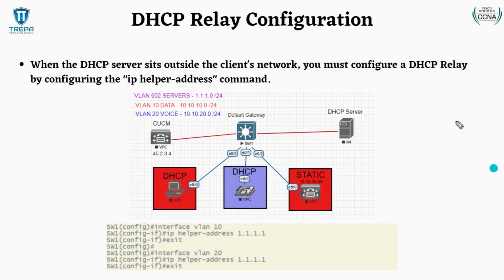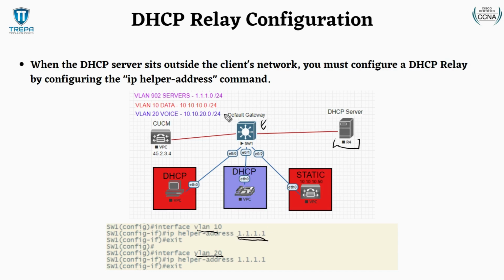And then with that relay configuration, as we see here, we are just going to put the IP helper address under the default gateway on our multi-layer switch. So we have interface VLAN 10, the SVI for VLAN 10. We need to point to the DHCP server over here so that any DHCP broadcast messages we receive, we know where to send them via unicast.